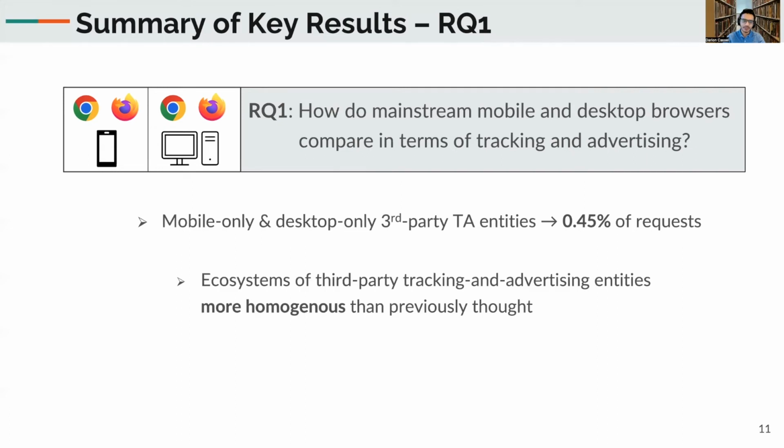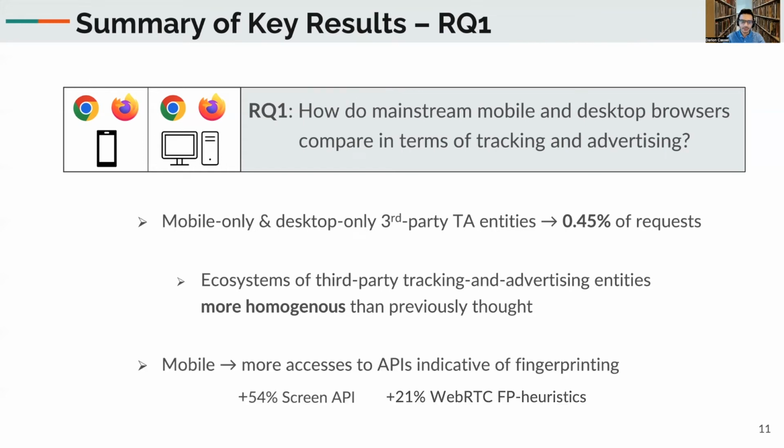This, as well as other data, led us to conclude that the ecosystems of third-party tracking and advertising entities are actually more homogeneous across mobile and desktop than was previously thought. However, what we found is that while the third-party tracking and advertising entities are essentially the same between mobile and desktop, they actually behave differently on mobile. On mobile, we saw more accesses to APIs that were indicative of fingerprinting, such as a 54% increase in the screen API accesses, as well as a 21% increase in fingerprinting heuristics that pointed to potential WebRTC fingerprinting occurring on the page.